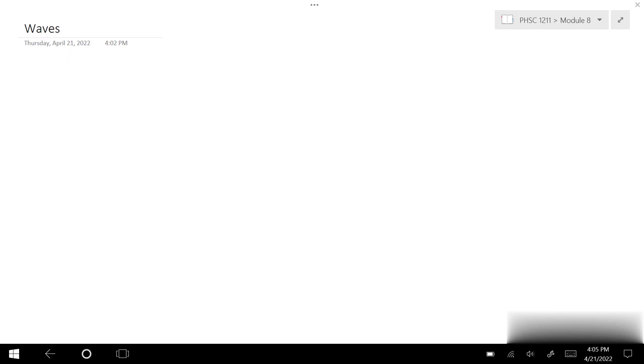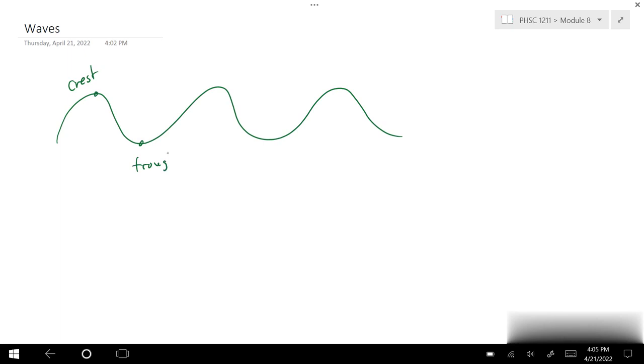So what are waves? If I ask you to draw a wave on a piece of paper, probably 90% of you would draw something that looks like that right there. And so let's look at the parts. Most of us would know that this is the crest, this is the trough, and if we put in the equilibrium line, then this height here is the amplitude.